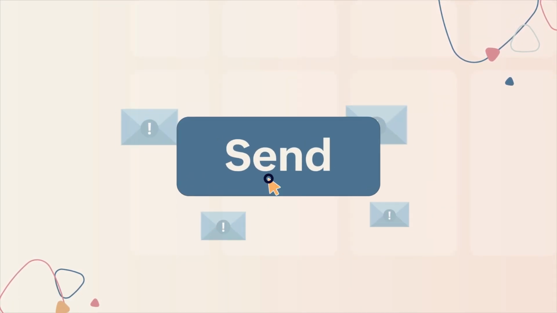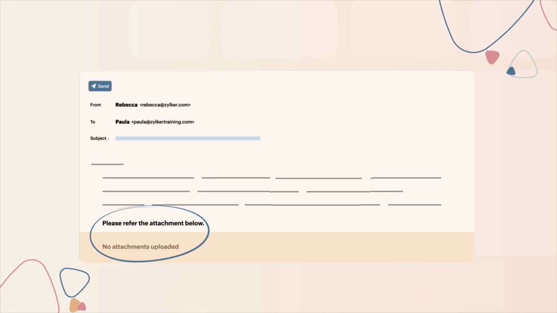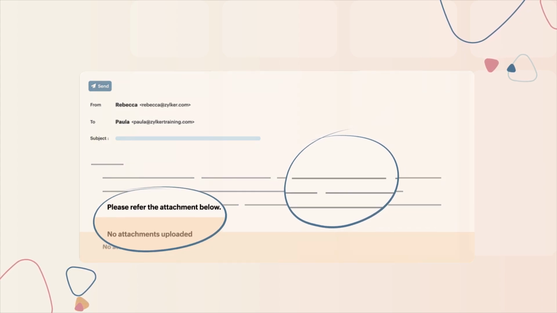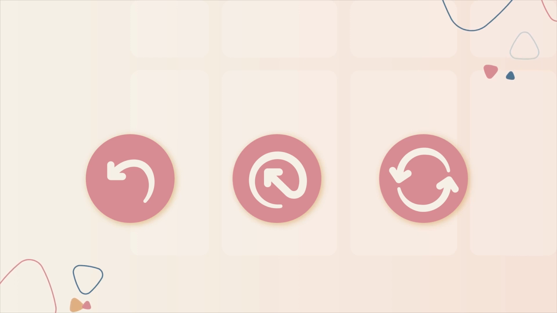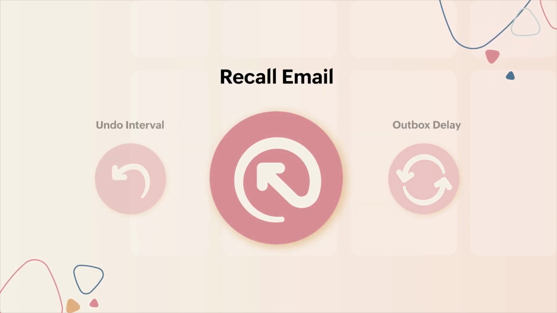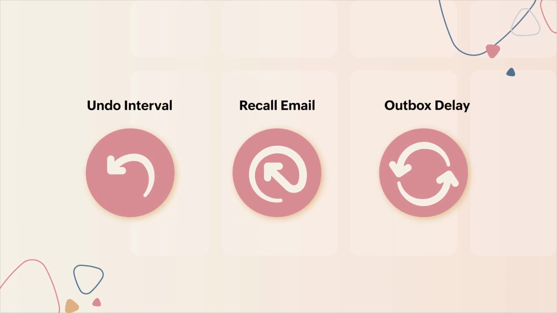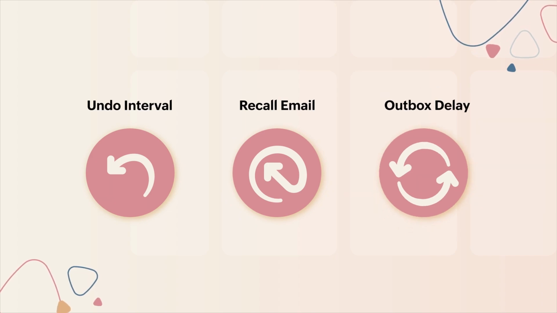Do you often make mistakes when sending emails? Whether it's forgetting attachments or sending content you're unsure about, we've got you covered with these three essential email management features: undo interval, outbox delay, and recall email. Let's now deep dive into how each feature can save you from email mishaps and regrets.